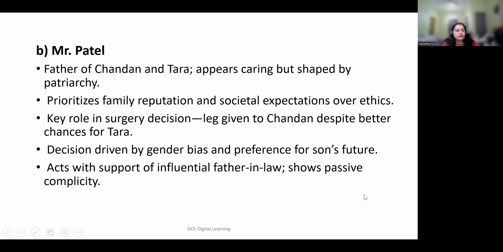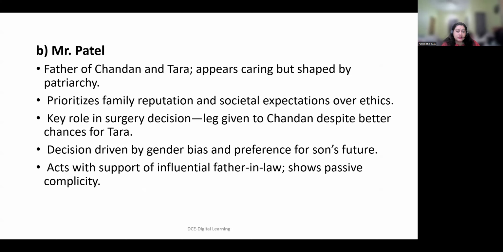The second question: write a short note on Mr. Patel. More or less, all these questions can be taken as character sketches. So, who is this Mr. Patel? Mr. Patel, the father of Chandan and Tara, appears caring but is shaped by patriarchy. He prioritizes family reputation and societal expectations over ethics. He has a key role in the surgery decision, like the leg given to Chandan despite better chances for Tara.